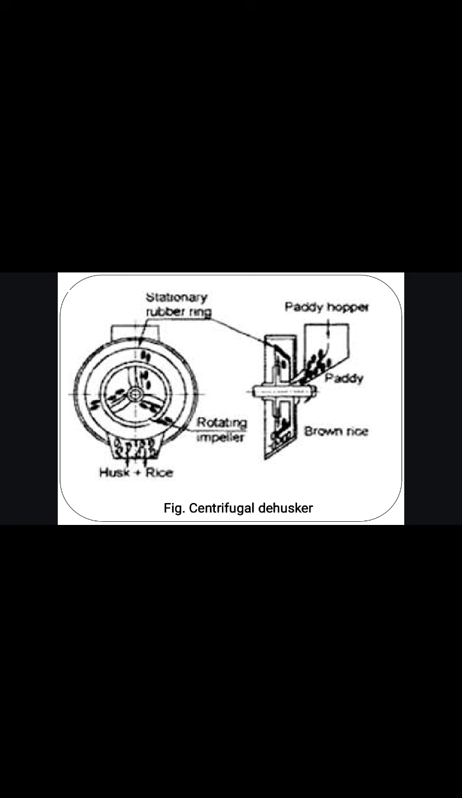So this figure shows a centrifugal de-husker. It consists of a paddy hopper, then paddy inside the machine, then brown rice at the bottom side, then stationary rubber ring, rotating impeller, and lastly husk plus rice.